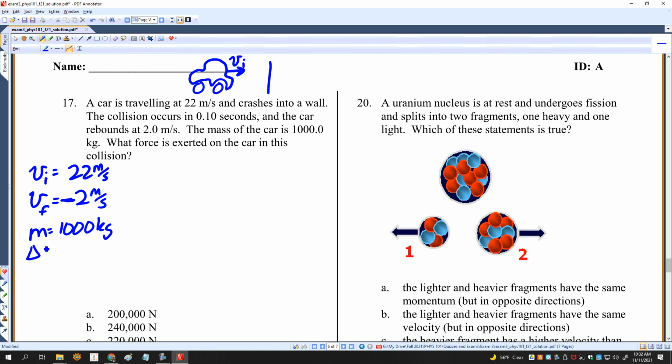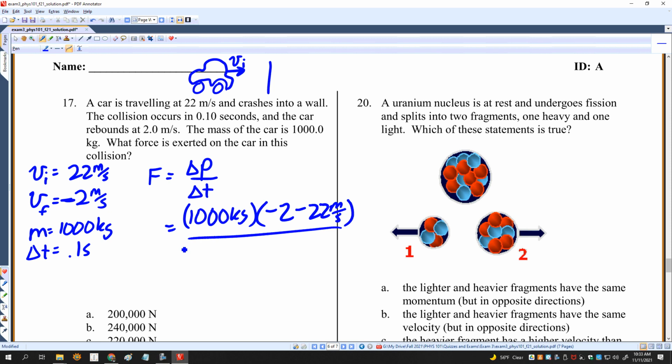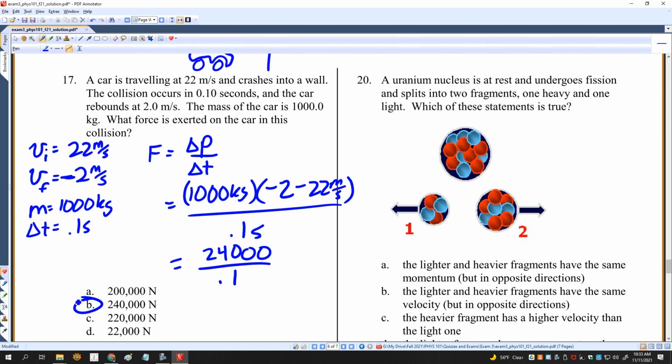And this occurs in a time of 0.1 seconds. I want to know what force is exerted. So F is equal to delta P over delta T. That's going to be the mass times delta v, which is going to be negative 2 minus 22 meters per second, all over 0.1 seconds. It's 24,000 divided by 0.1, which is 240,000.